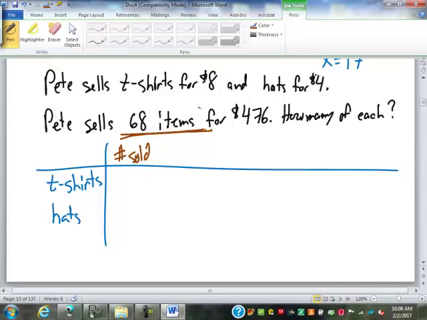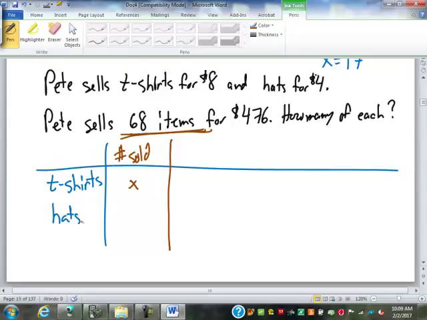Now, I can't have two variables. I can't do t plus h equals 68. I mean, I could, but that would require us to get into a system of equations, which we're not ready to get into yet. That'd be two different equations with two variables. So I would need to figure out a way to express this as one variable. So I'm just going to pick one, t-shirts or hats, doesn't matter which, to be my variable. Which one do you guys want me to choose? T-shirts. So let the number of t-shirts sold be X.